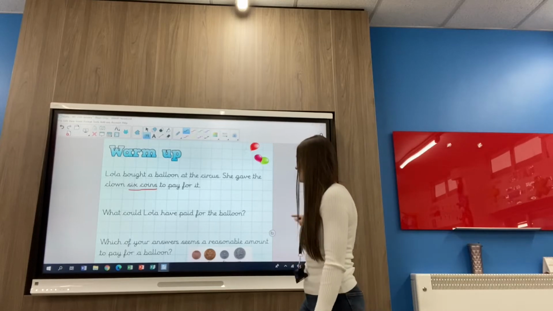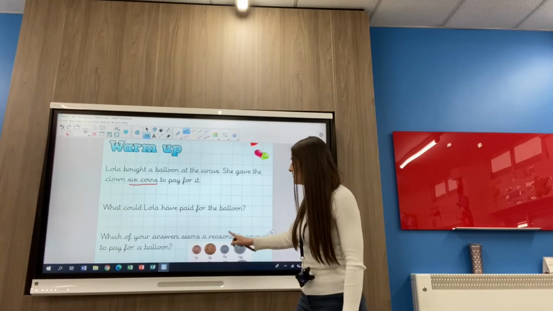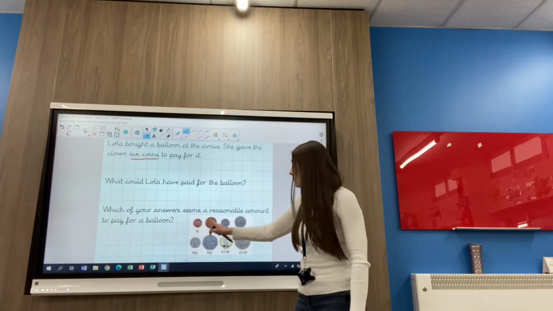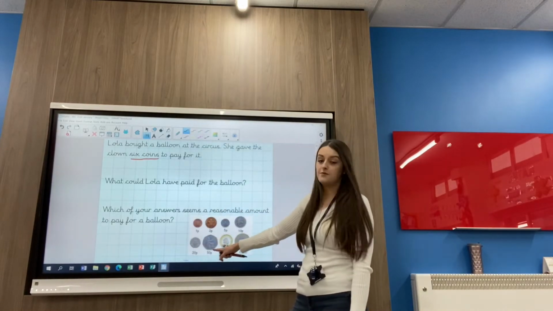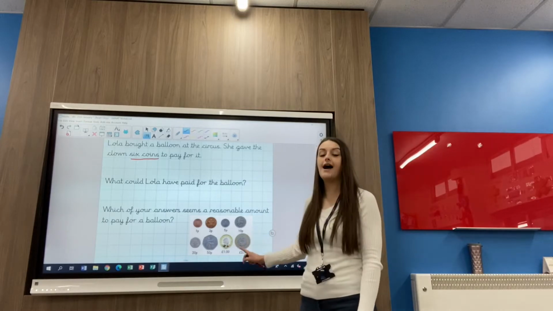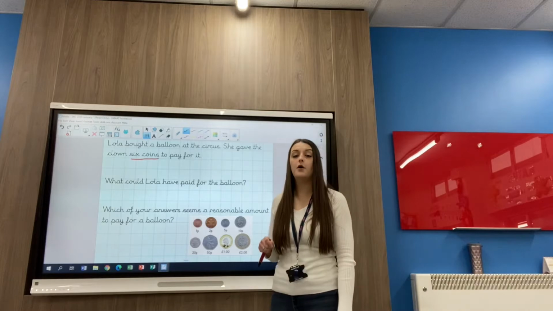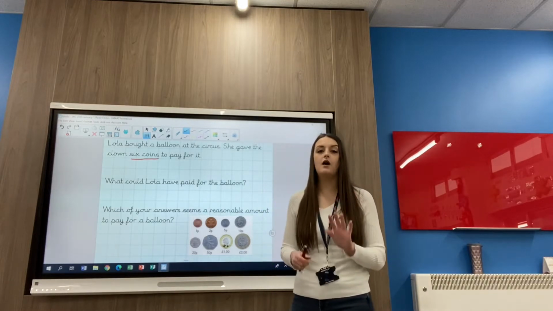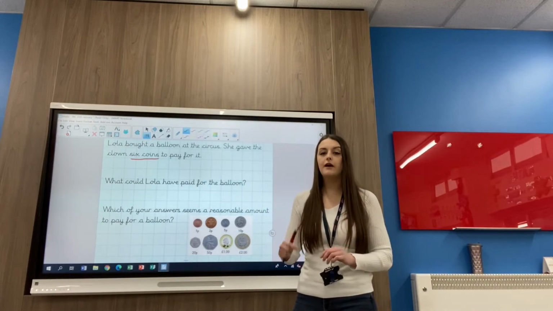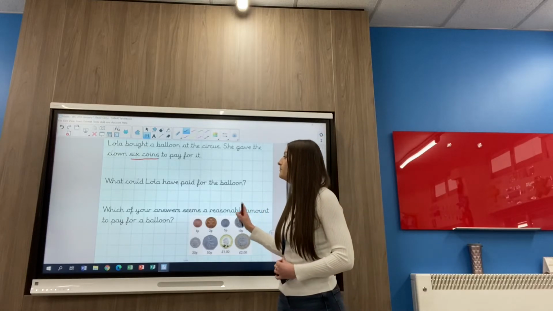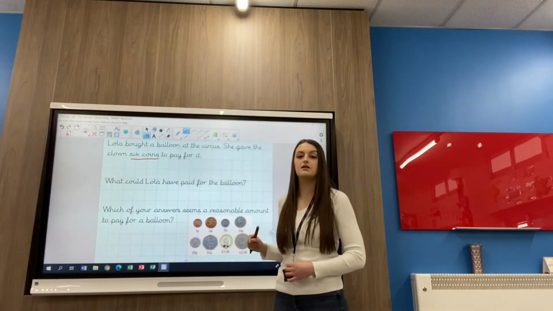I've got some coins here. So we know in British money, we have the 1p coin, the 2p, the 5p, the 10p. We have the 20 pence coin, the 50 pence, we've got the £1 coin and the £2 coin. So you can come up with 5 different coin combinations for what Lola paid the clown for her one balloon. Remember, you can only use 6 coins.